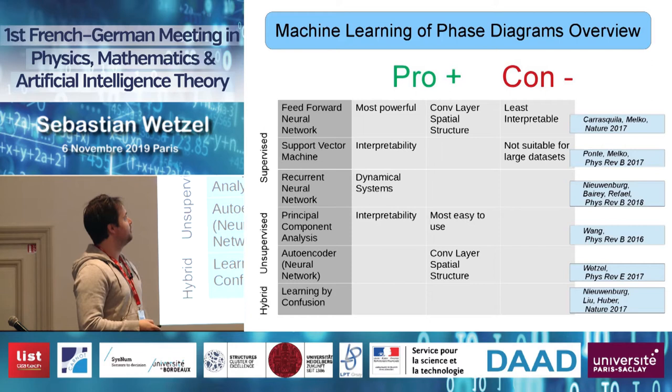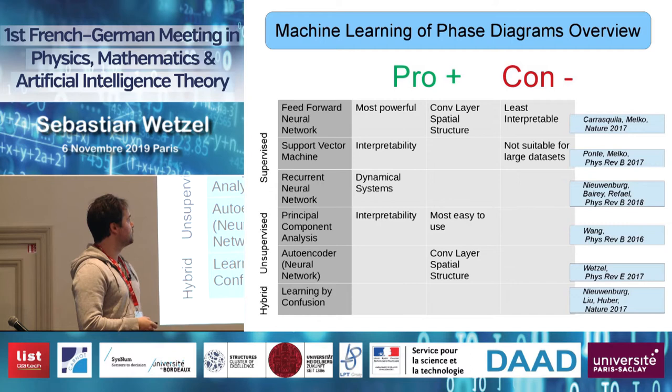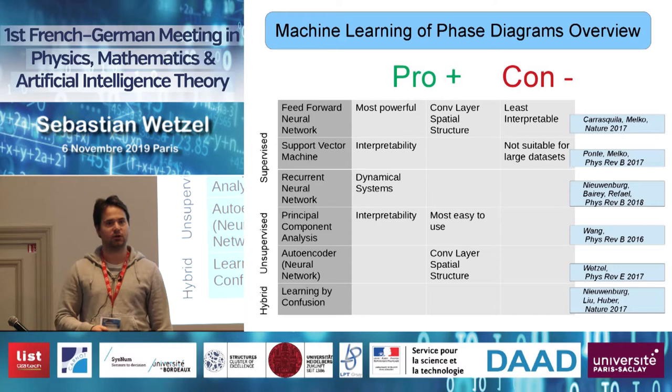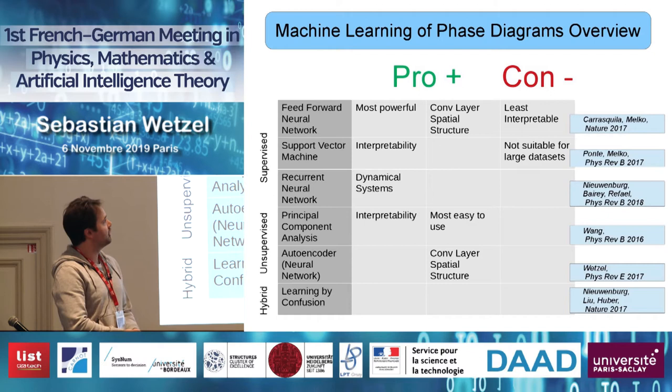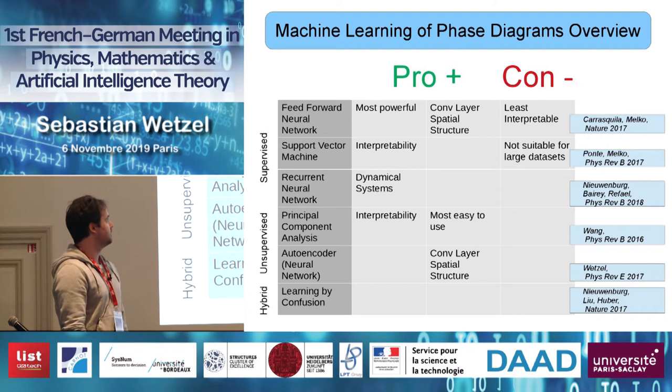This feed-forward neural network is so far also the most powerful machine learning algorithm when it comes to finding phase transitions in complicated physical systems. Later, people examined phase diagrams with support vector machines and found that these support vector machines, even though they cannot be applied to systems that are as complicated as the systems that could be examined with straightforward feed-forward neural networks, in these simple systems, you can interpret what the support vector machine has learned and figure out the underlying order of the underlying substances.